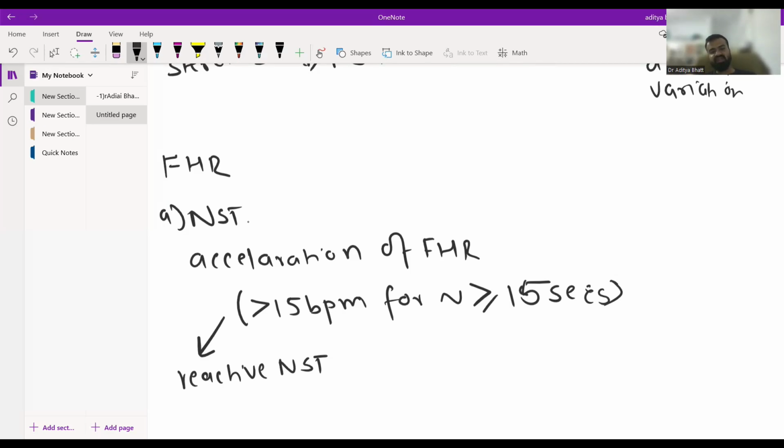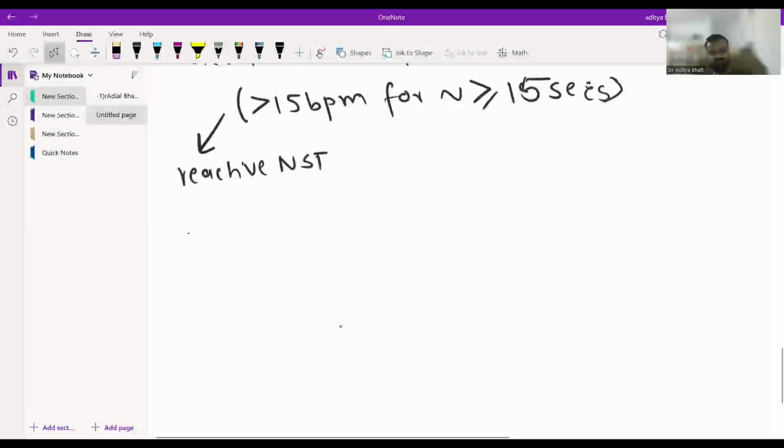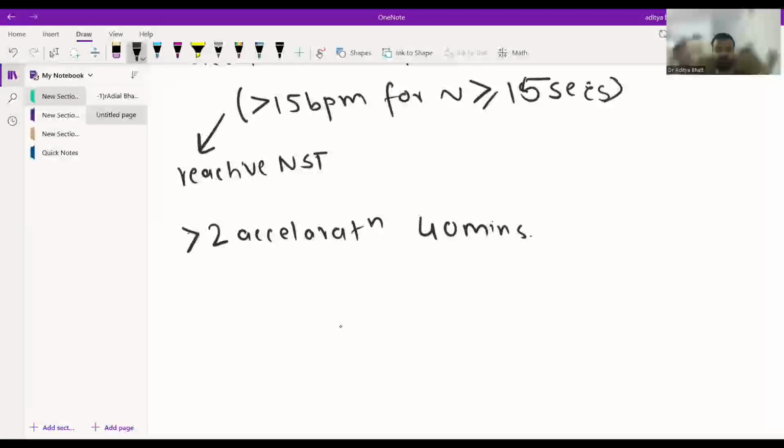You wait and see, and if you are feeling at least 2 accelerations in around 40 minutes without any stimulation, okay, so 2 accelerations in a time period of 40 minutes, or you either give stimulation in the form of vibroacoustic stimuli. So you can play music, though obviously it is not recommended, but you are not giving oxytocin or stimulating any contractions, just observing the fetal reaction.